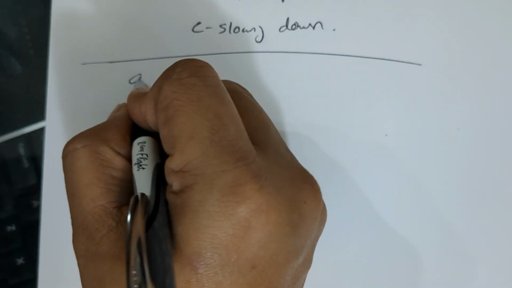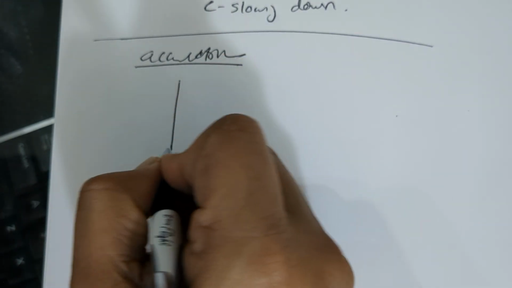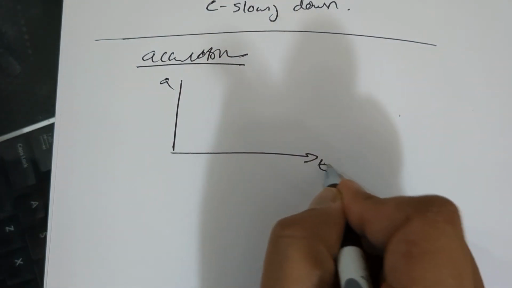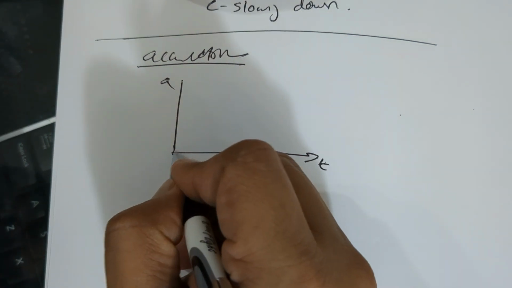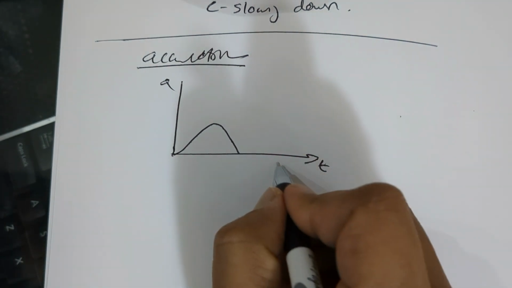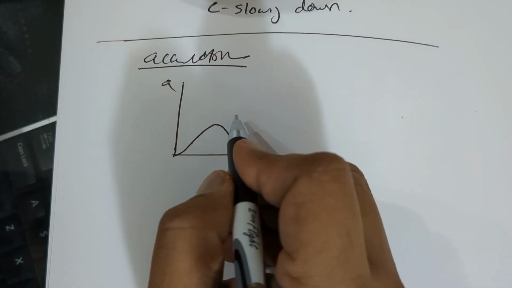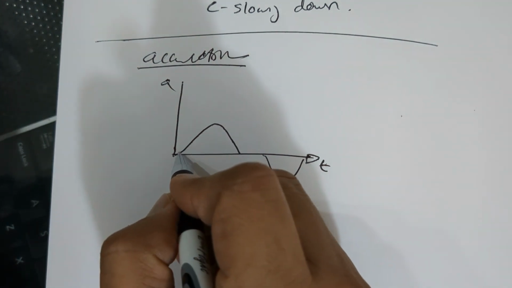Now let's look at acceleration. When we look at acceleration, A, against time, you see this curve, and later on we'll maybe see another curve. So you're driving your car, and this is what's going on. Now let's see what this means.